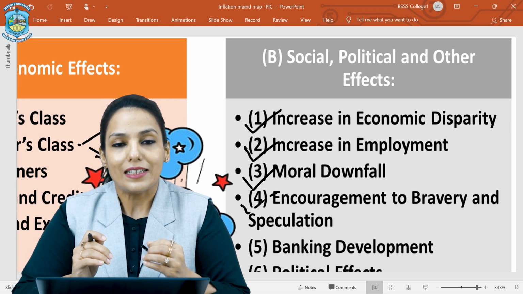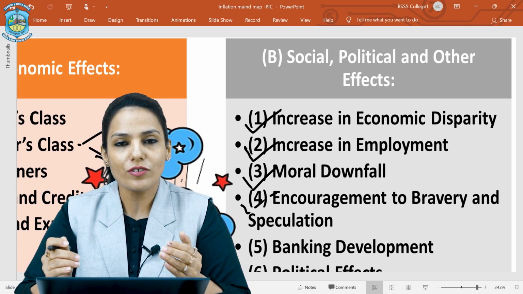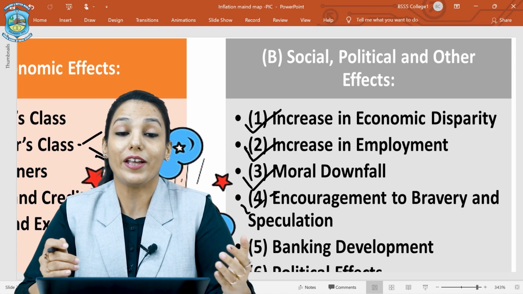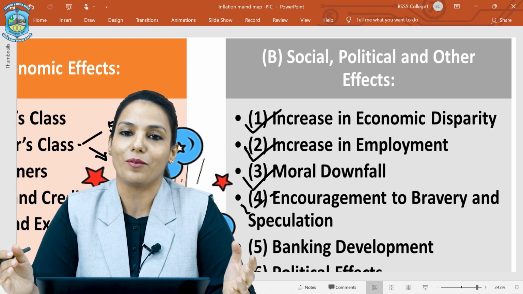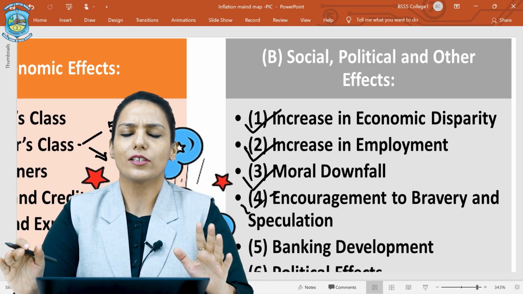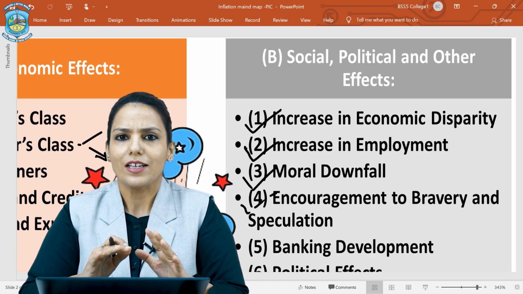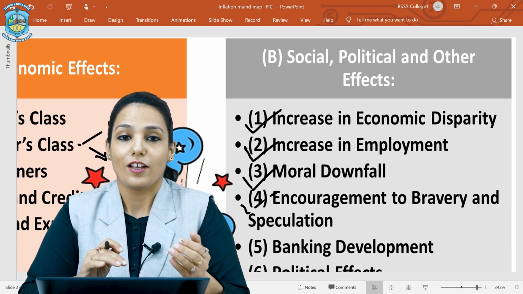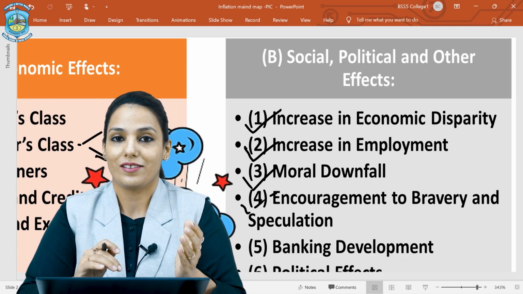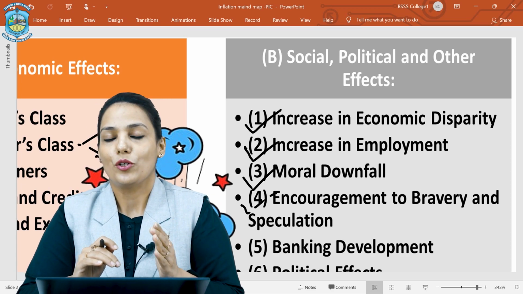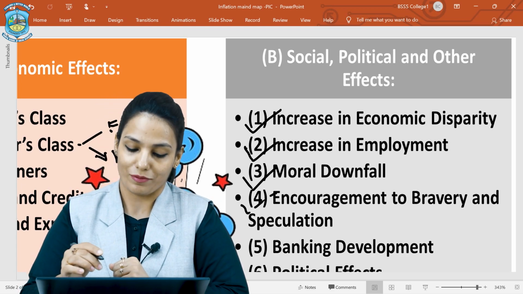Fourthly, inflationary situations encourage bribery and speculation. Everybody wants to get more and more income during inflation. As such, this bribery is seen in offices. The act of speculation is also seen to be increased during inflation.